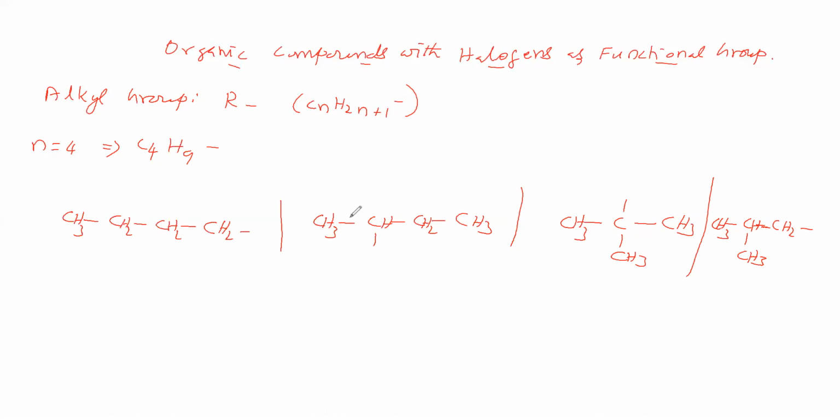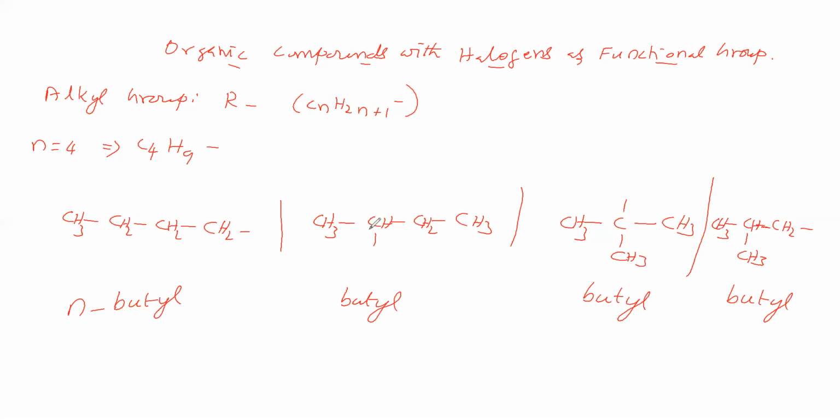In all the cases, the number of carbon atoms is 4. Therefore, the root word in all the cases is but. All these cases come under alkyl group, therefore we give the suffix yl. So in all the cases, butyl. Here unsaturation is present at the terminal carbon and all the carbons are present in a straight chain, therefore it is called normal butyl, therefore n.